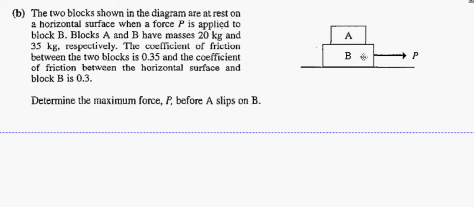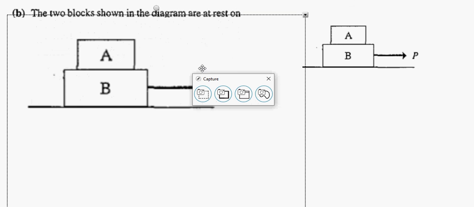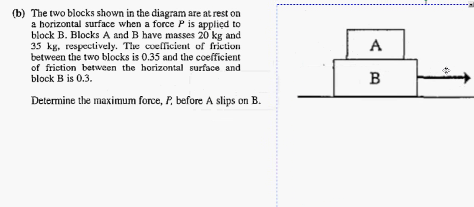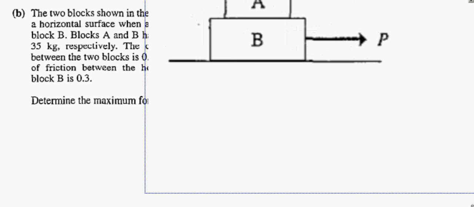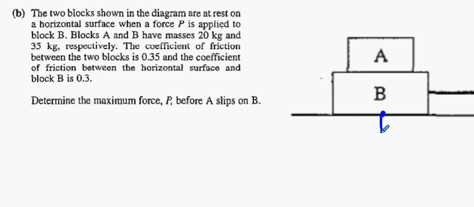So here's what we're going to do. I'm going to grab this here and make a larger diagram of this, like so. Block B is going down, has a weight of 35g, and we call this reaction force R2 acting upwards. Block A has a weight of 20g, and it has a reaction force of R1 going upwards. Now, if R1 is going upwards, that means B is feeling R1 going downwards on it.